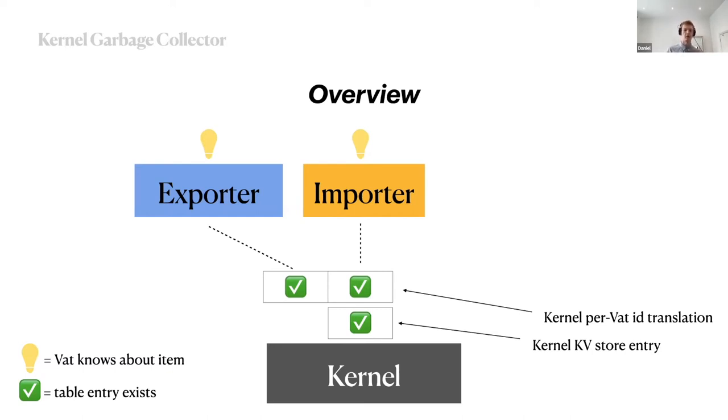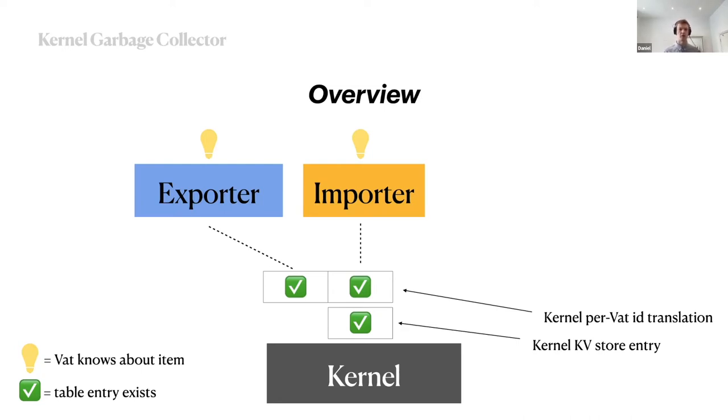The translation tables are needed so that each VAT can communicate with the kernel in its own language. And the protocol starts to clear up an object when an importing VAT tells the kernel that it no longer needs an object. Once all the importing VATs have done it, then the protocol should eventually free the relevant kernel data and also tell any remaining VATs who haven't cleaned up their tracking data that they can then drop the tracking data.